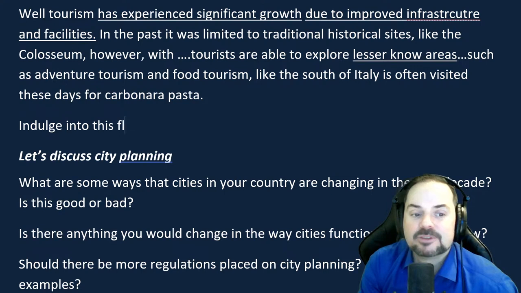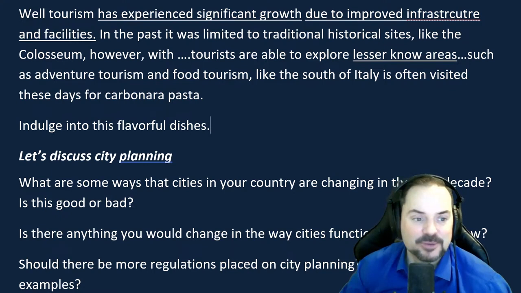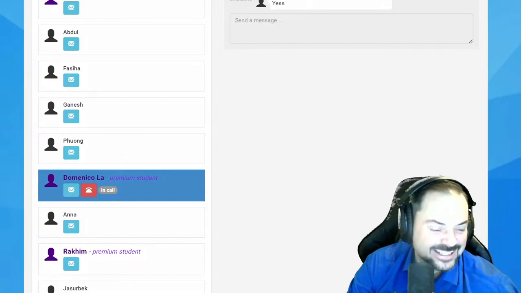Yeah, repeat after me. And students, when we're doing repetition work, it's for everybody. And we're always showing kind of band 9 level English here. So indulge into this flavorful dish. Yeah, indulge. Yeah, I had the opportunity to indulge myself into this flavorful dish when I went to Rome back in 2000. So, you know. Perfect, Domenico. I stuffed my face on the delicious spread of food that I found in Rome.